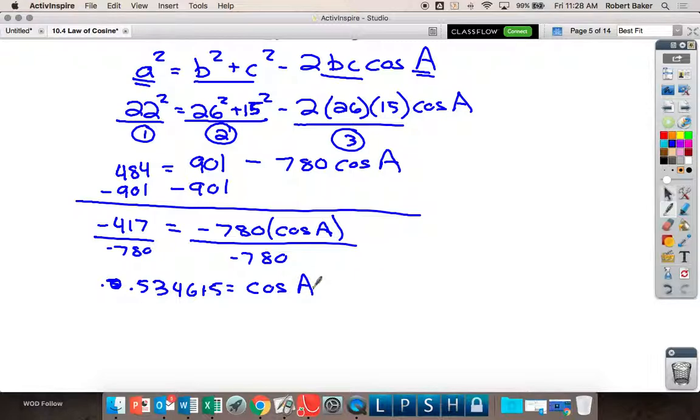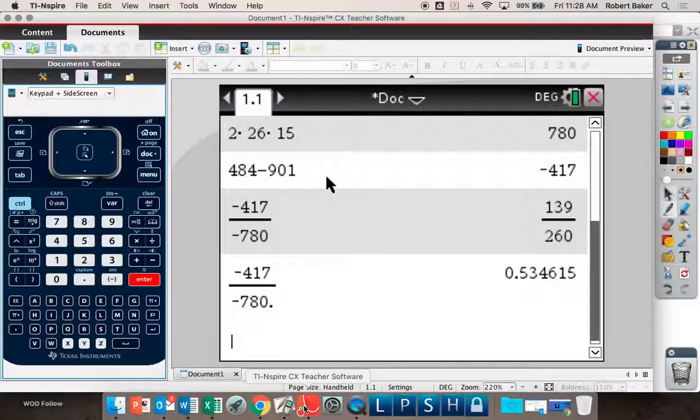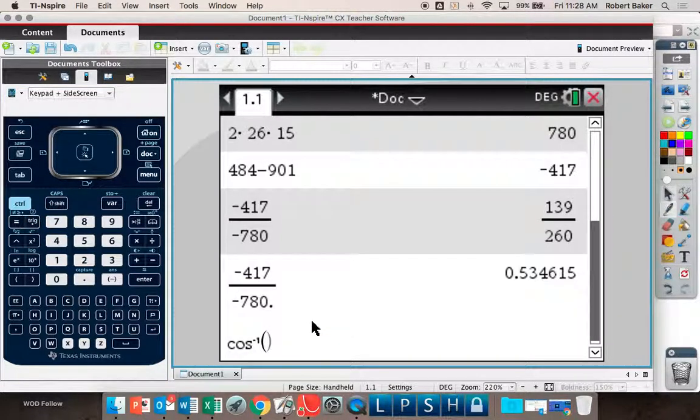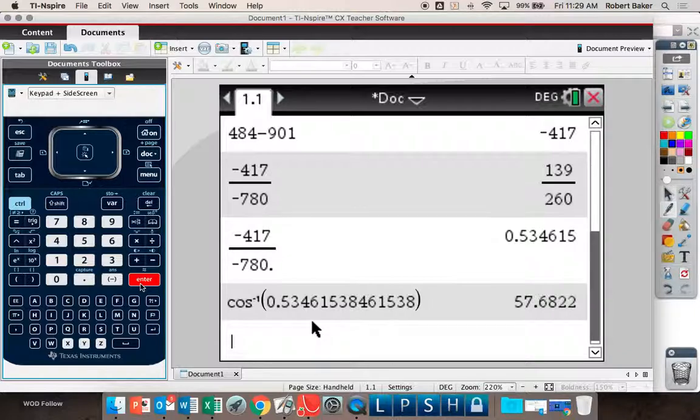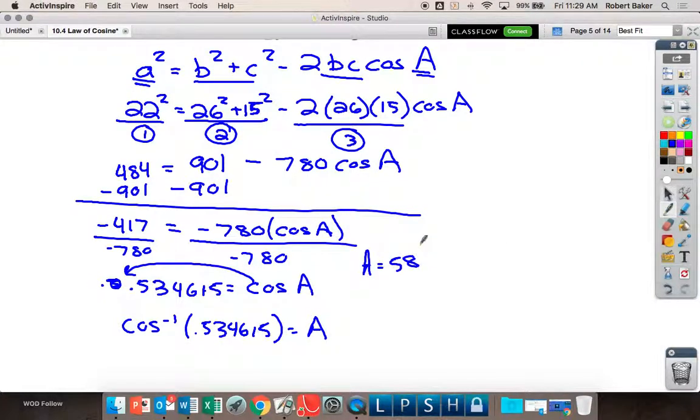Okay, now this goes back to what we were doing yesterday. You're solving for an angle. So this guy is going to move to the other side of the equation and become the inverse of cosine. Our calculator can do trig inverse cosine, and we can use the answer the calculator spit out, but we don't have to round anything. 57.58 degrees. We'll round to the nearest degree, so 58 degrees. So all of that work to figure out that angle A equals 58 degrees.